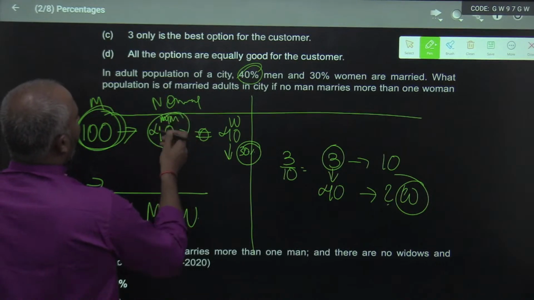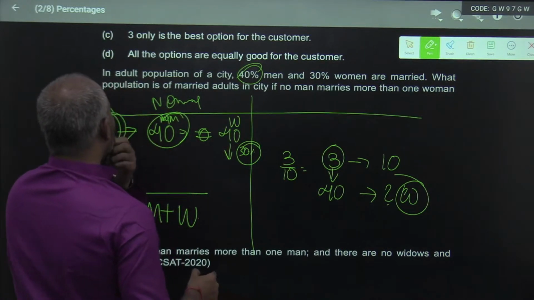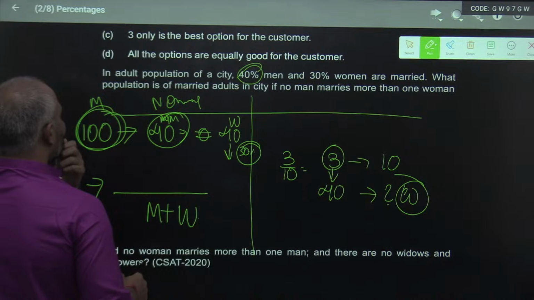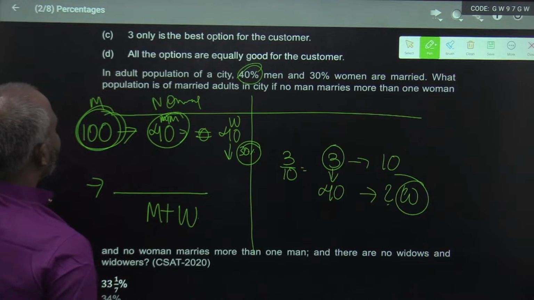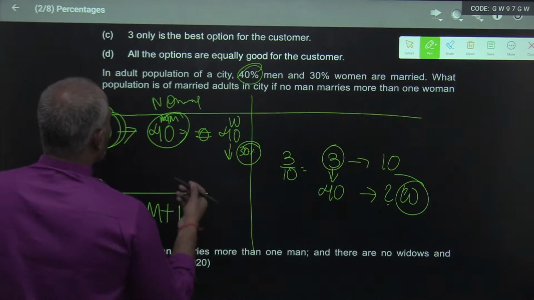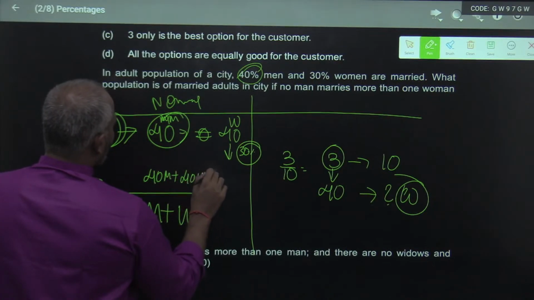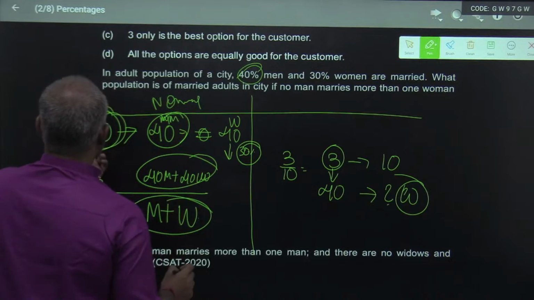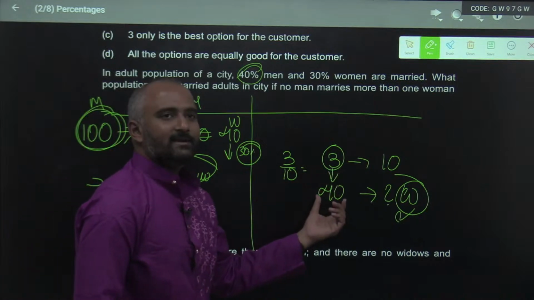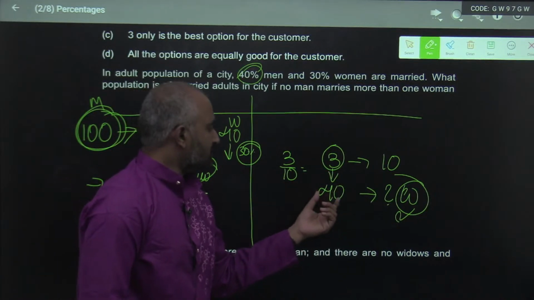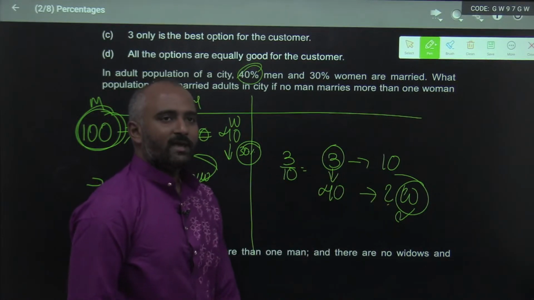And how many of them are married? He is asking for married adults. What is the population of married adults in the city? So it is 40 men plus 40 women out of the total population. You will get the total women here. But you are going to run into a problem here. Why? Because 40 is not divisible by 3.